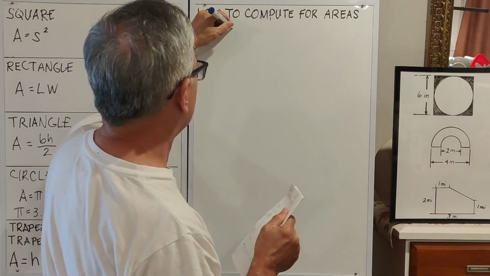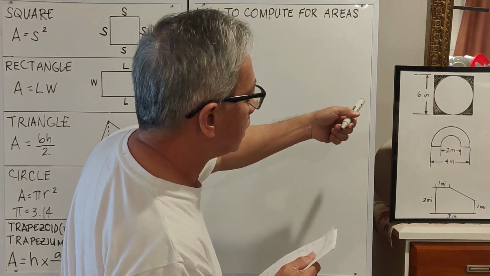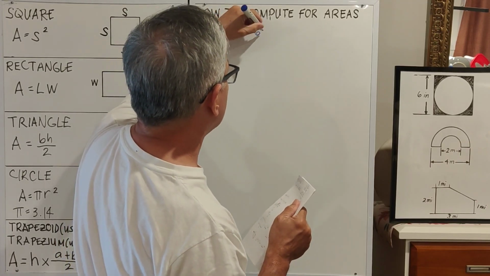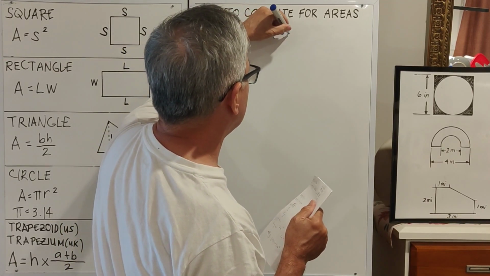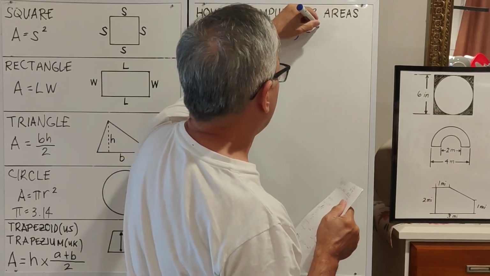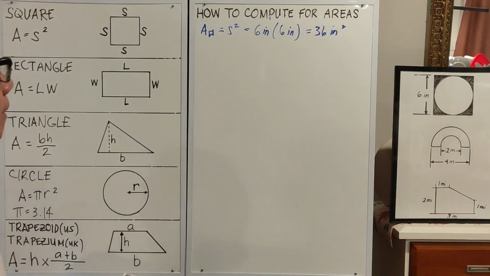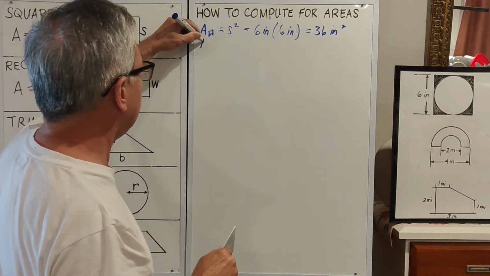So the area of the square is s squared, so that would be, the side is 6 inches, so 6 inches times 6 inches. So the area of the square is 36 inch squared.